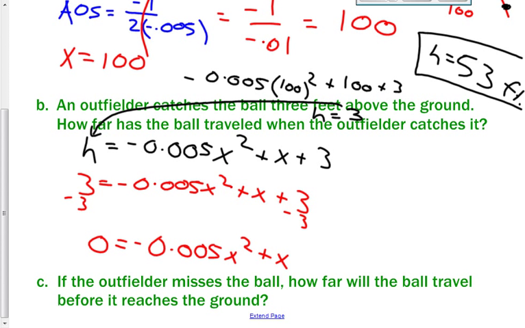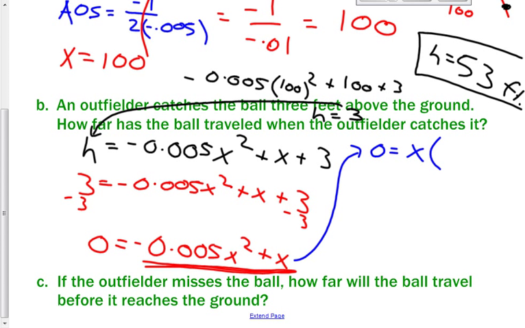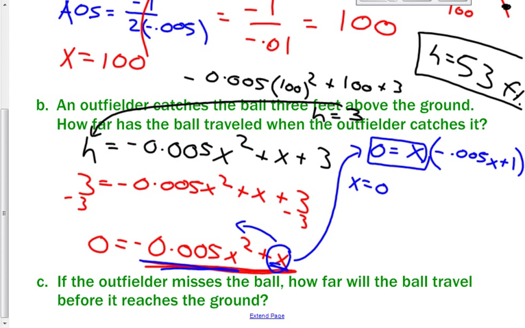So now that we're here, we want to get x all by itself. Here are two different terms. They both have an x in them. So I'm going to factor out an x. I now have 0 equals x times negative 0.005x, and after I took this x out, I'm just left with a positive 1 right there. So plus 1. Those two factors I set equal to 0. So x equals 0 is this one, and negative 0.005x plus 1 also equals 0.